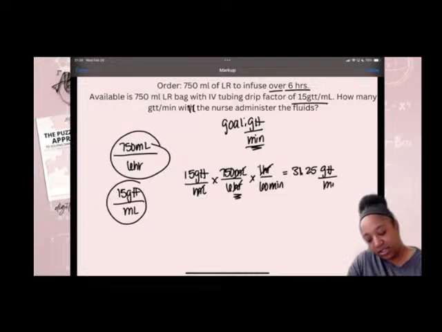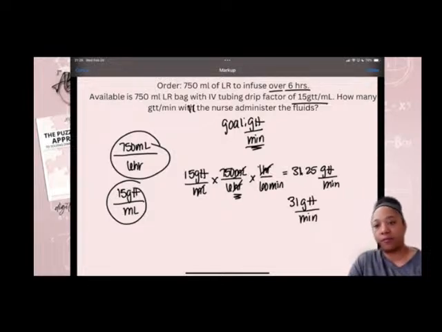Can we leave that like that? Because you can't divide a drop. So we have to round this to the whole number. What would our answer be? Okay, 31. 31 what? Drops per minute.